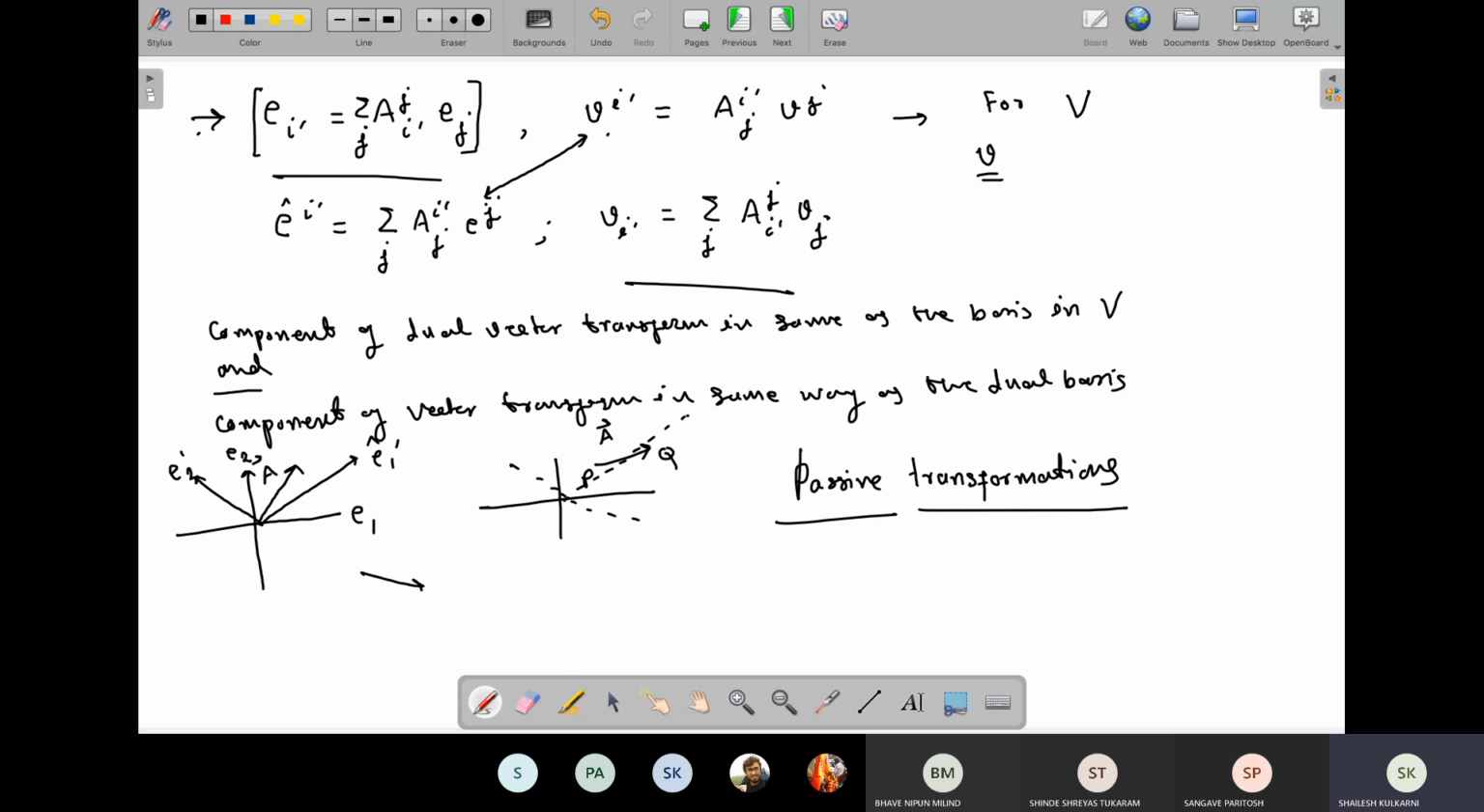Now the same physical result can be obtained by doing the following. You keep this basis fixed, but you change this vector in the opposite sense. This is A and this is A prime. So in the second you are actually changing the vector. In the first one your vector is the same but your basis has been changed. This way of looking at the transformation is called active transformation.